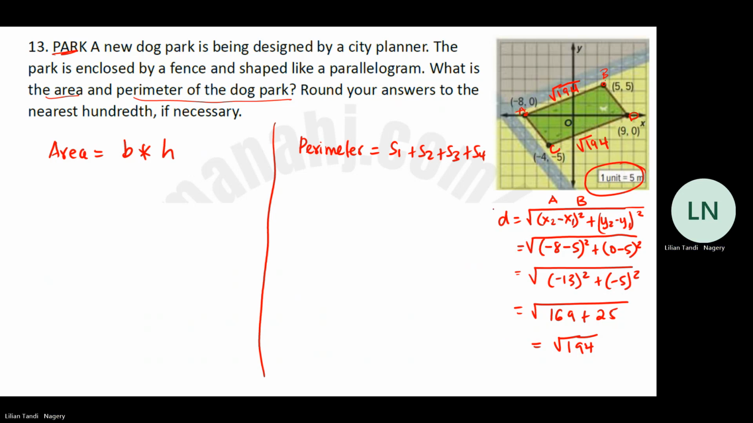So I will not write the equation again. I'll just start solving. So here we want to find BD. So that will be the square root of (5 minus 9) squared plus (5 minus 0) squared.